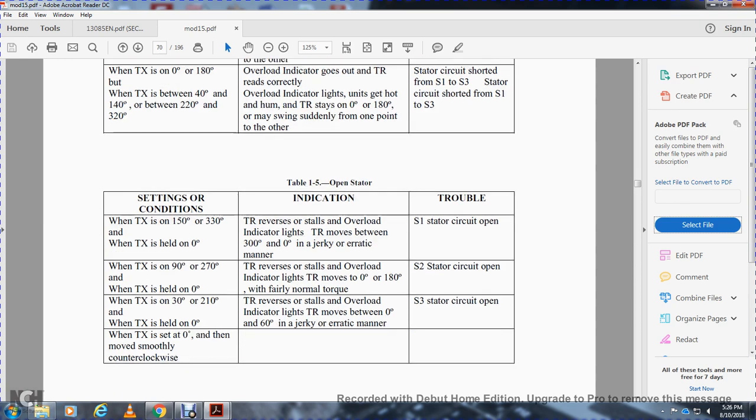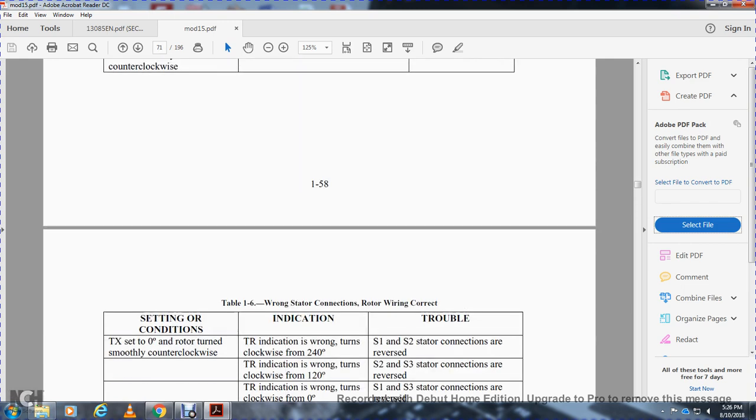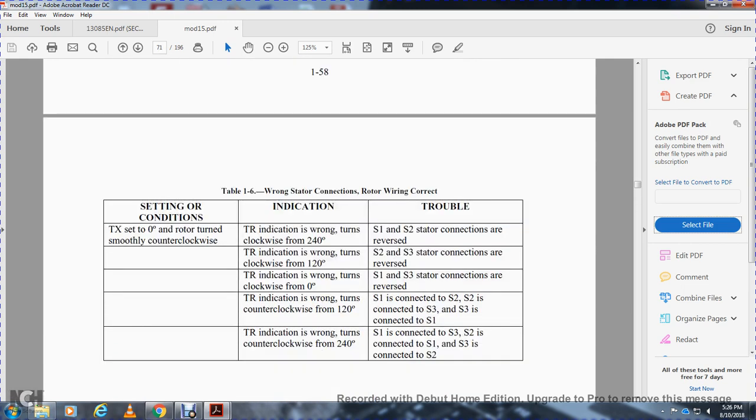Stator 3 stator circuit is open. The torque transmitter is at 0 degrees, with the rotor moved slowly counterclockwise. No indication of trouble. Continued. Setting condition: the torque transmitter set at 0 degrees, rotor turned smoothly counterclockwise. The torque receiver indicator wrongly turns clockwise at 240 degrees.